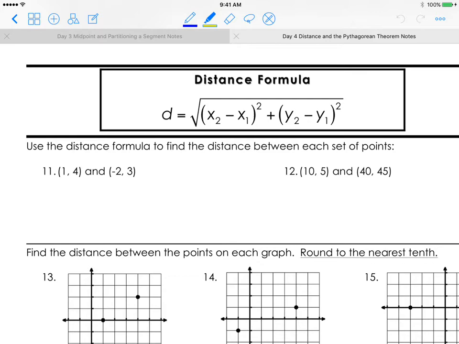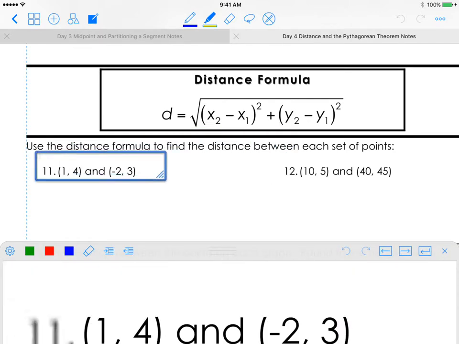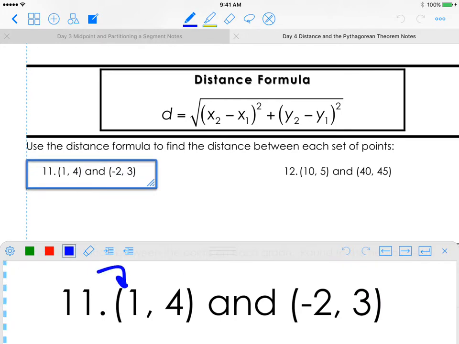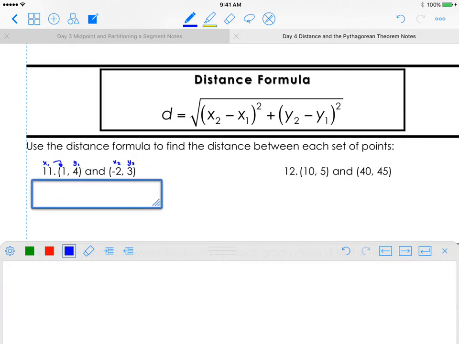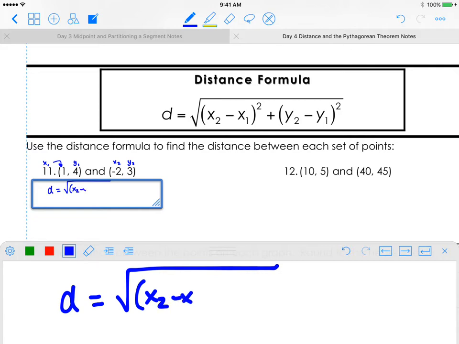So here we go, guys. The distance formula to find the distance between each set of points. Okay, so we can label from the beginning if that helps us out. So we've got x1, y1, x2, and y2. Okay, so the distance formula is the square root. So distance equals the square root of x2 minus x1 squared plus y2 minus y1 squared.